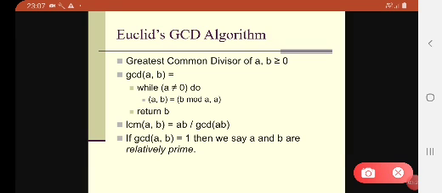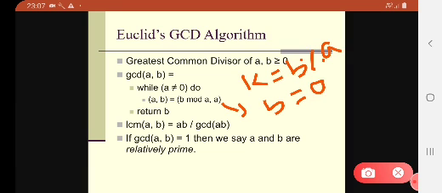Let us suppose K equals B mod A. Then in this step we will do B equals A, A equals K. We will return B when A equals 0.